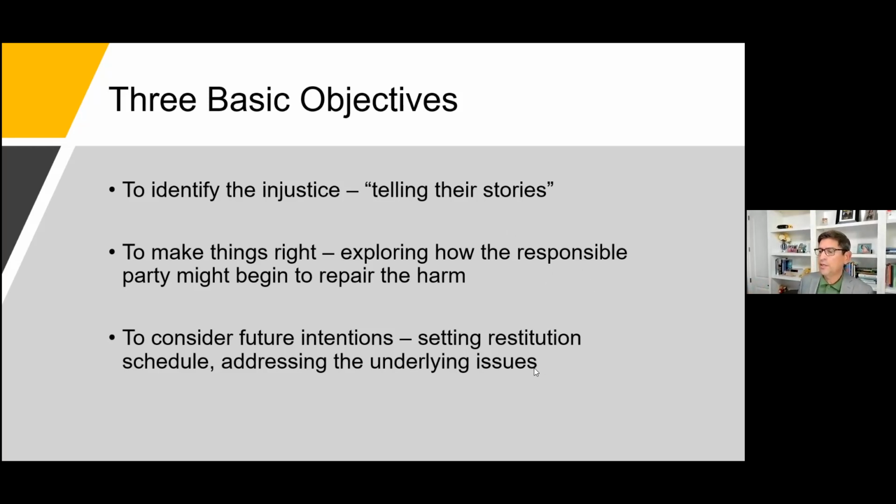So, to consider future intentions, right? Setting a restitution schedule, addressing the underlying issues. Again, what are some of the underlying issues that the responsible party might be having? Is it drugs? Is it family violence issues? What's going on with this person that caused them to do all this? We find out a lot of things during these conversations, and then we try to get them the help that they need so hopefully they can not reoffend and stop doing what they're doing. So they need some help sometimes.